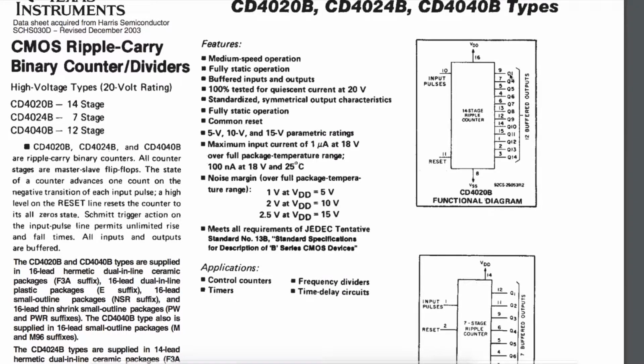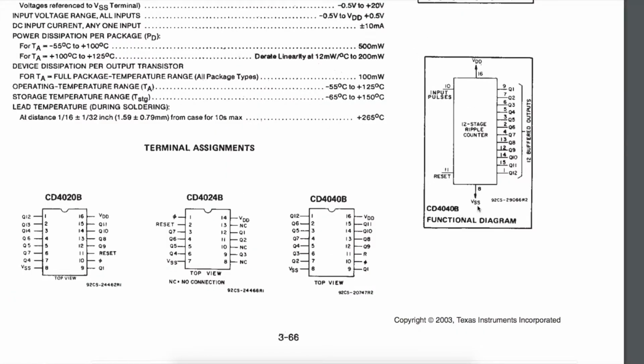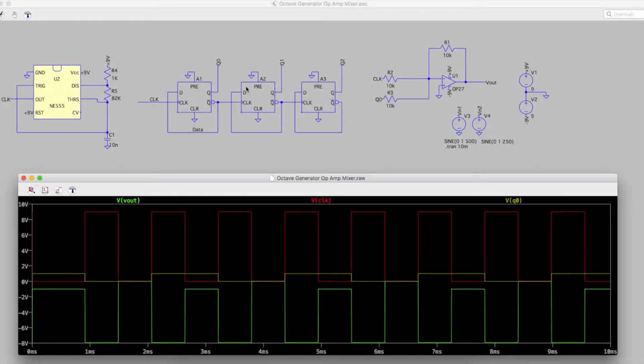So if I have just Q1 and then I go to Q4, musically I'm missing 2 octave notes. So I'm going to use the 4040. So I got everything for 12 stages, Q1 through Q12 with nothing missing. So I take my 555 output, and pin 10 is the input pulses, and then all of these outputs correspond to all of these outputs here, except it's all in one chip package.